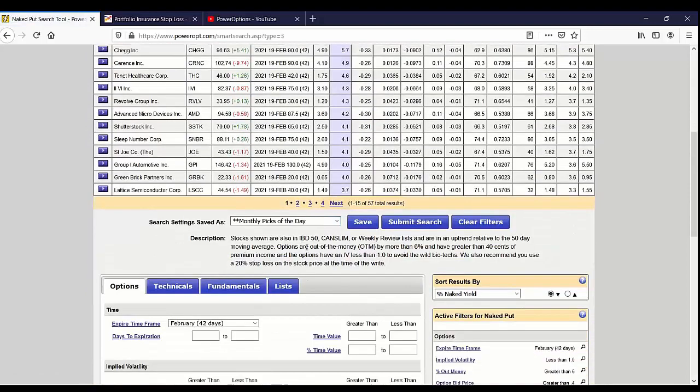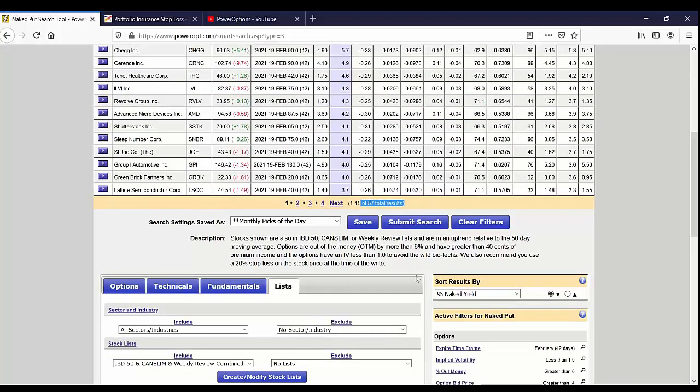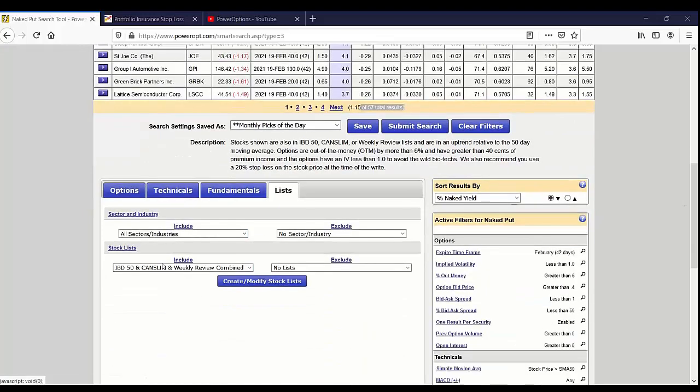Okay, we set our time frame. Let's see. I don't think I have any good lists here. By the way, we'll just use this IBD 50 and weekly combined list, and I have 57 results. Okay, so what you're going to do now, Robert, is not just against your list. You're going to create a search against your list. So here's the list. I'm going to keep this list that I have.